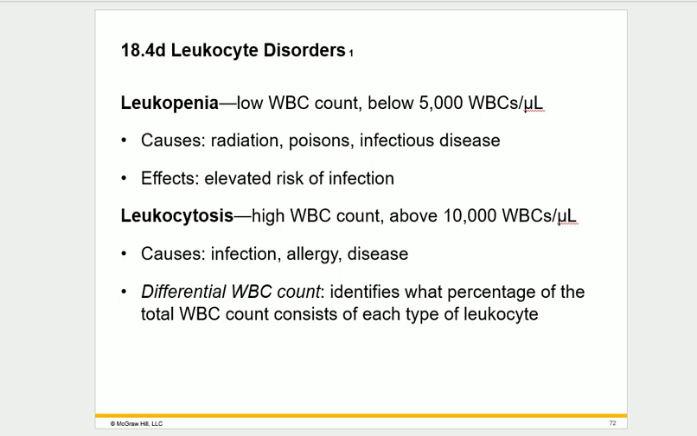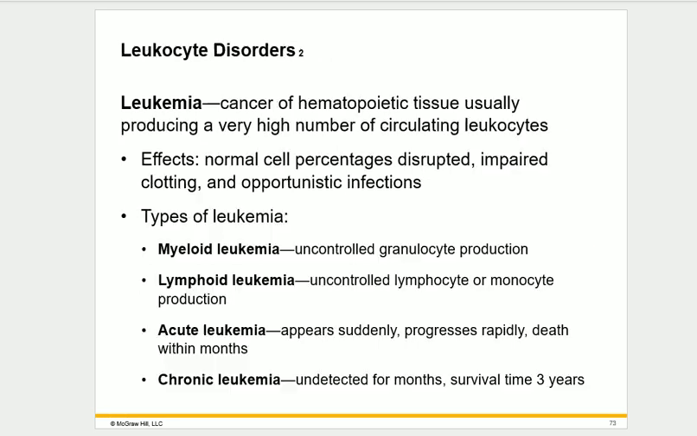Conversely though, a count above 10,000 white blood cells per microliter is called leukocytosis, and this usually indicates the presence of infection, allergy, or other diseases, but can also occur in response to dehydration or emotional disturbances, believe it or not. More useful than a total white blood cell count is a differential white blood cell count, which identifies what percentage of the total white blood cell count consists of each type of leukocyte.